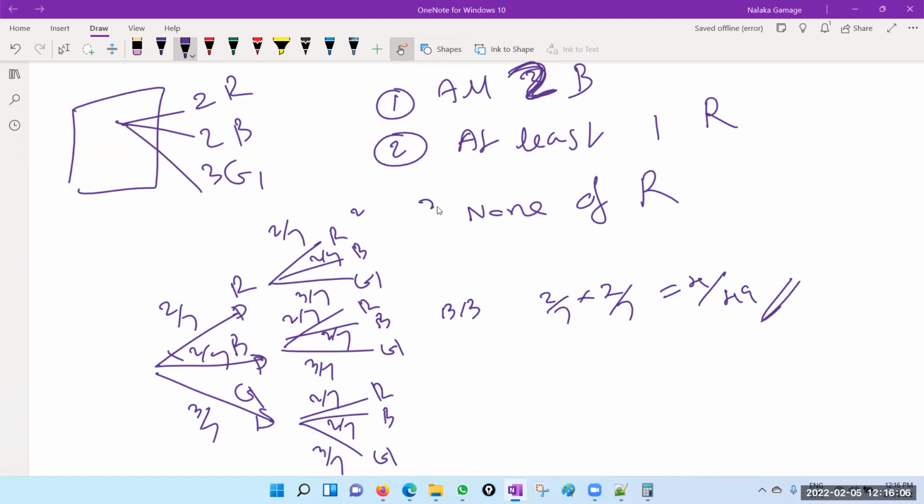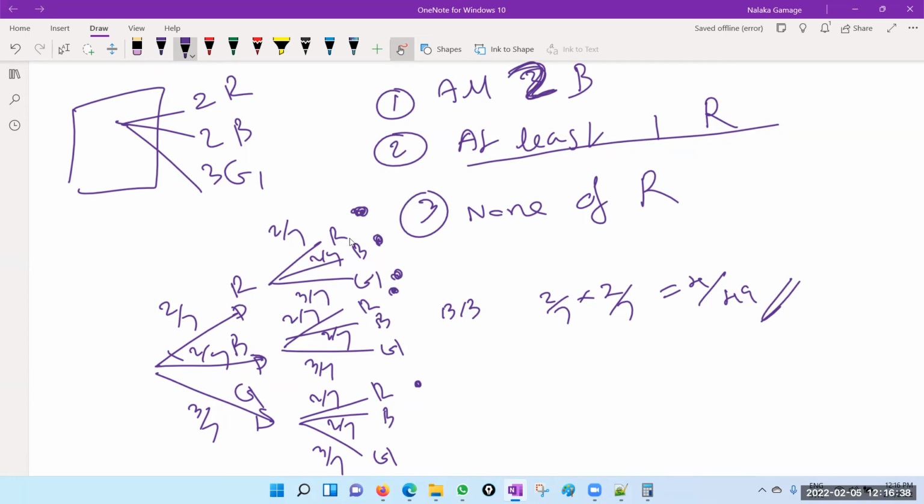At least one red. So let's do the second one. At least one red. So here you get at least one red. Here you get at least one red. Here you get at least one red. Here you get at least one red. Here no red, no red. Here you get at least one red. Here no red, no red. Okay. So red is there, at least one means one or more. Red is there, here you have red. Here you have red.